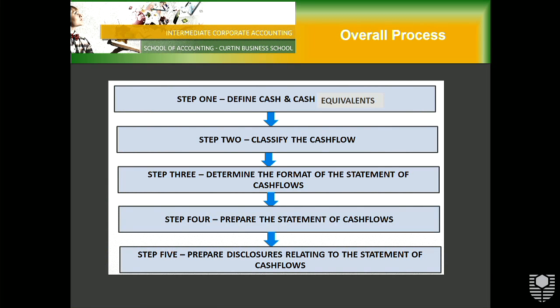Okay, so we know what our process is. We have to work out what our cash and cash equivalents are. So we'll do another example today where we've got a few more cash equivalents, not just a bank account or a bank overdraft, there's a couple of other short-term items. To classify means we have to decide, are the individual items operating, investing or financing? And then we determine the format.